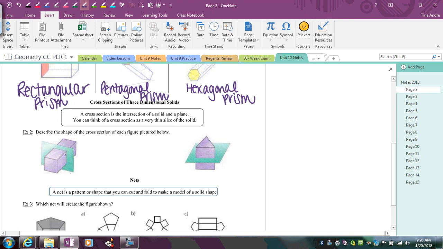So you can't do a slice and then turn it. It's got to be just one complete slice right through it. So imagine putting a piece of paper right through the object. The cross section is going to be whatever two-dimensional shape you're left with.